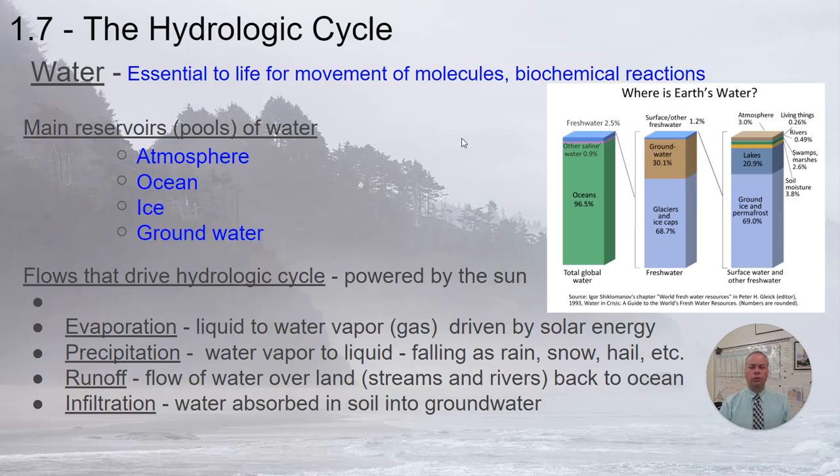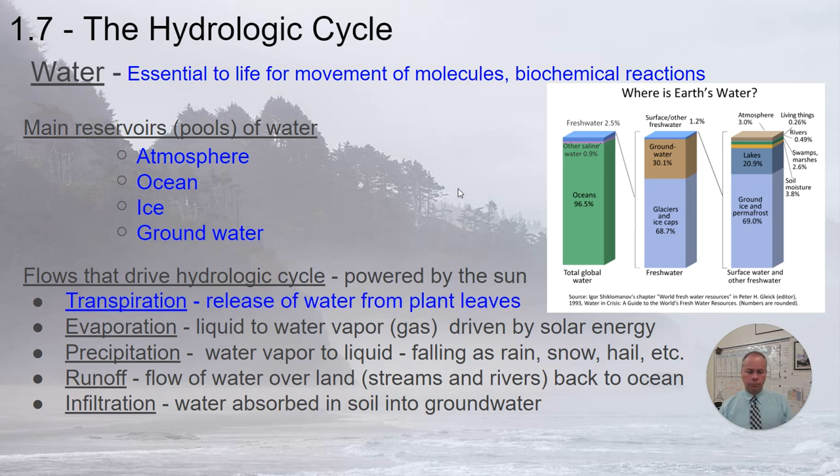And most of the flows of water from one of these pools to another is powered by the sun. One that you may not be familiar with is this process of transpiration. Transpiration is when plants take in water, typically through their roots in the soil, and then that water moves up through the vascular tissues of the plants. Eventually it evaporates, or it's released from the leaves of plants during various chemical processes, and returns that water vapor to the atmosphere. So that's called transpiration.